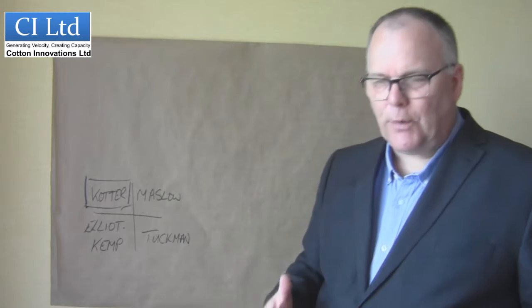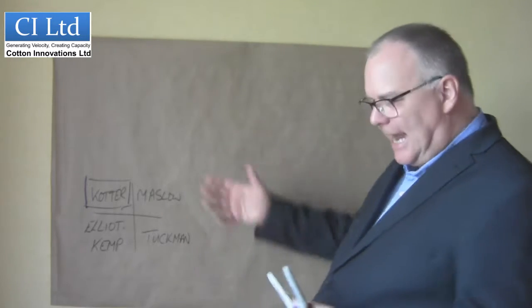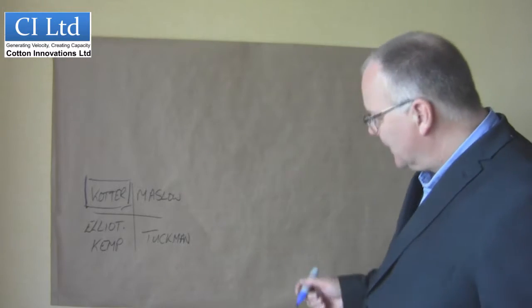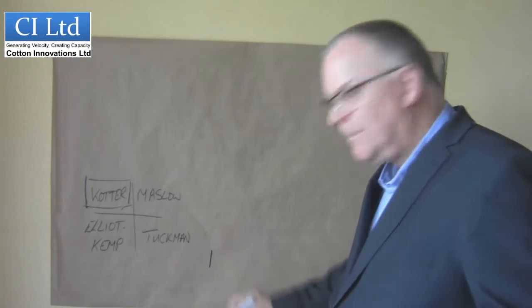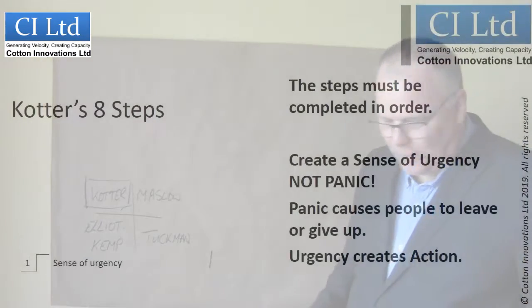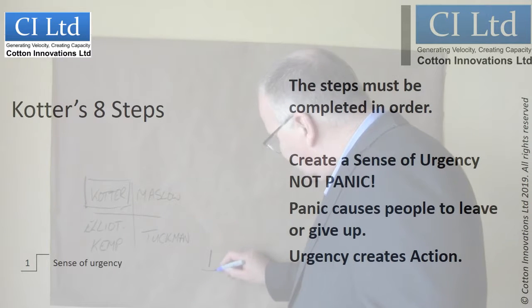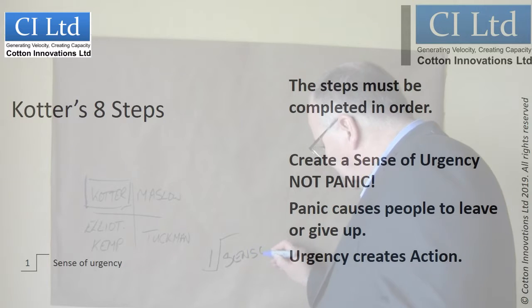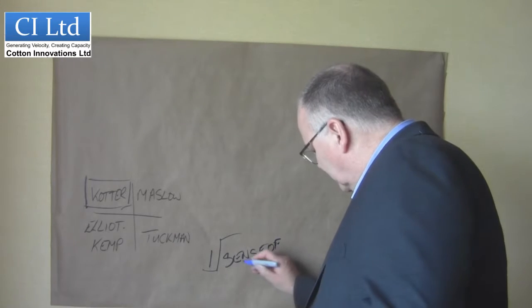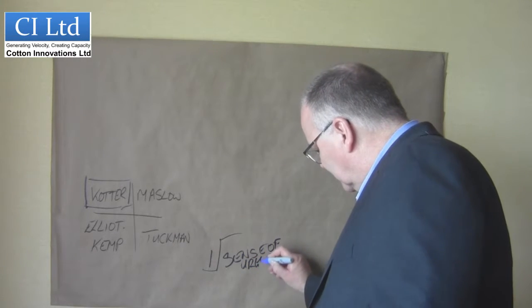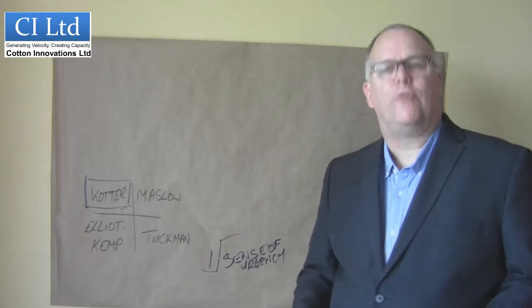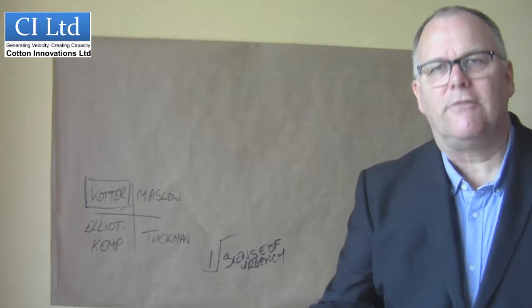So the key thing when we're looking at Kotter is there are 8 steps that we need to walk that process through. So step number 1. Step number 1 is really important. We call this a sense of urgency. A sense of urgency is really powerful because that gives us a reason for change.